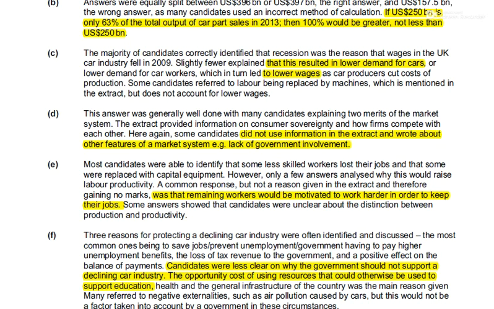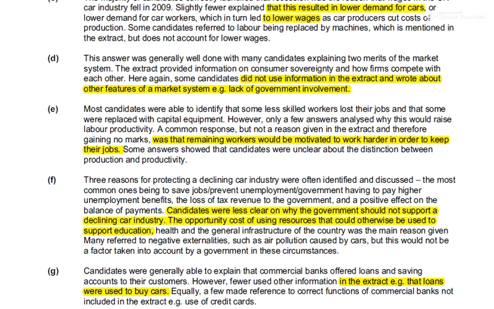Examiner: a common response, but not a reason given in the extract and therefore gaining no marks, was that remaining workers would be motivated to work harder in order to keep their jobs. It wasn't there, so you didn't get the marks. So you must be using the extract to get the marks. Okay.